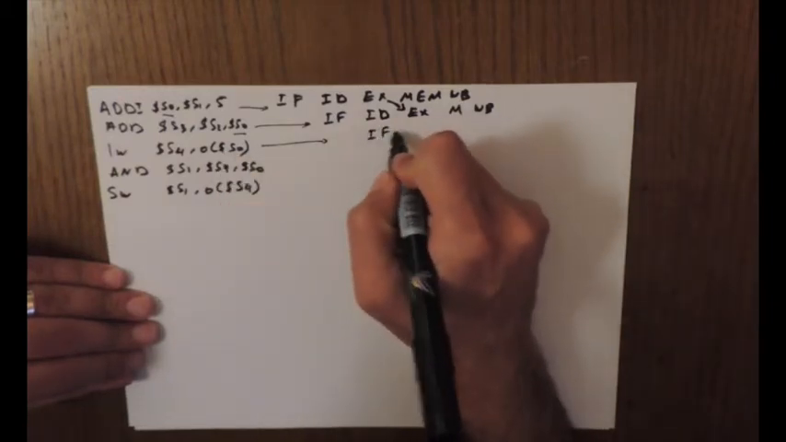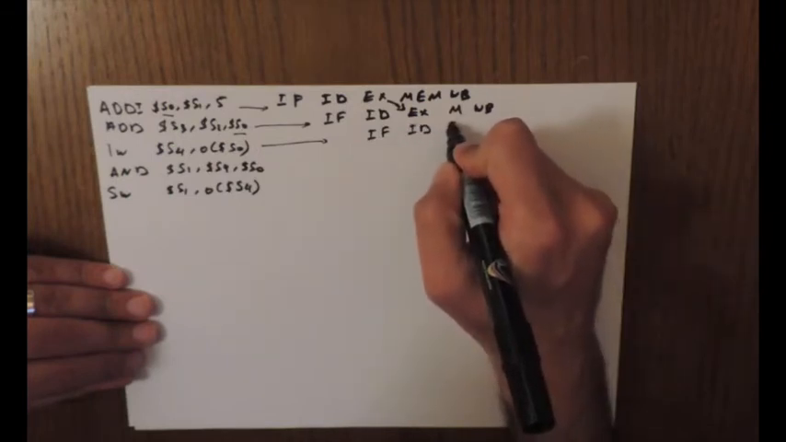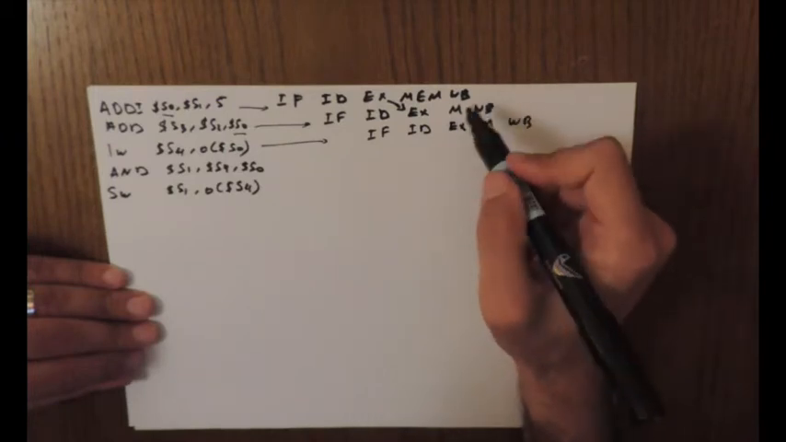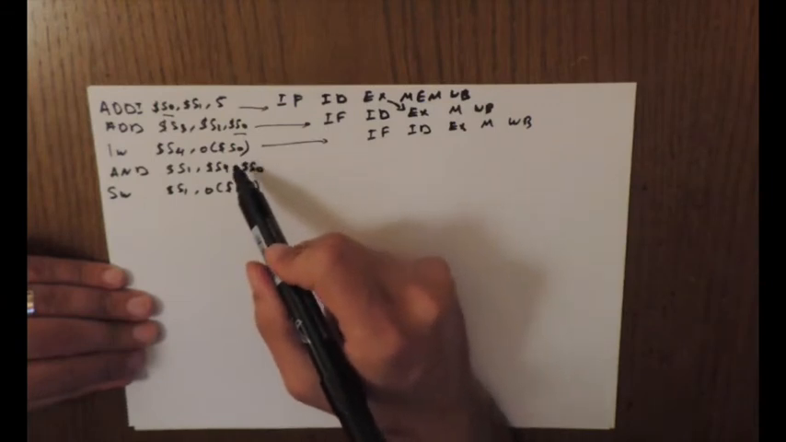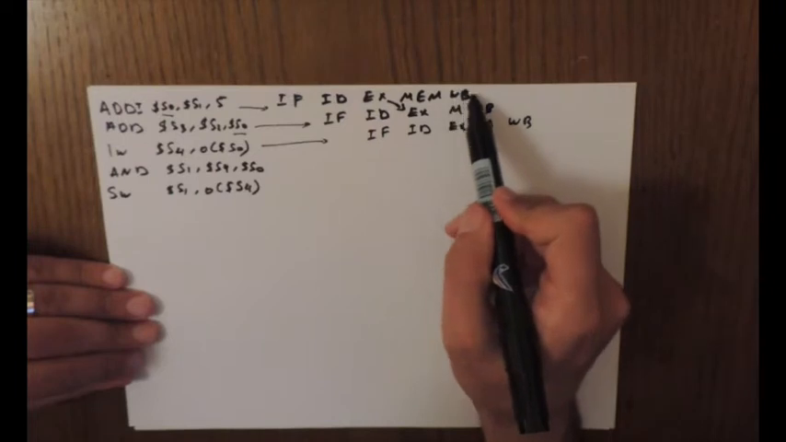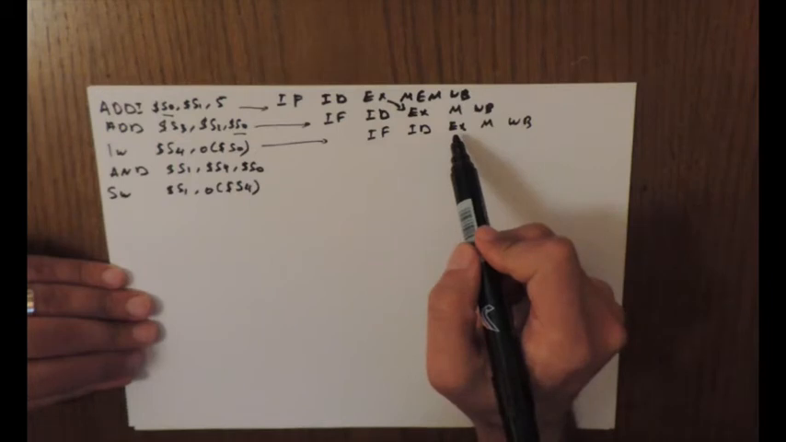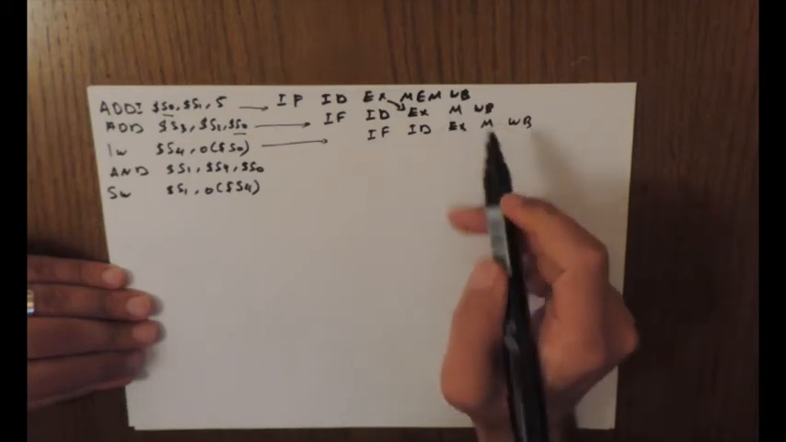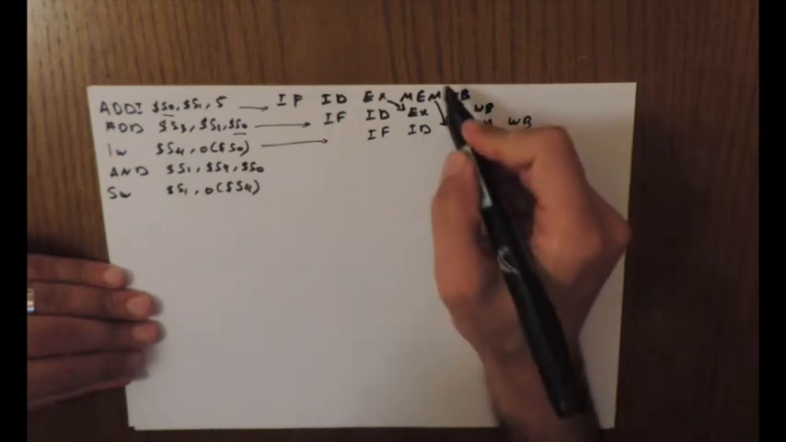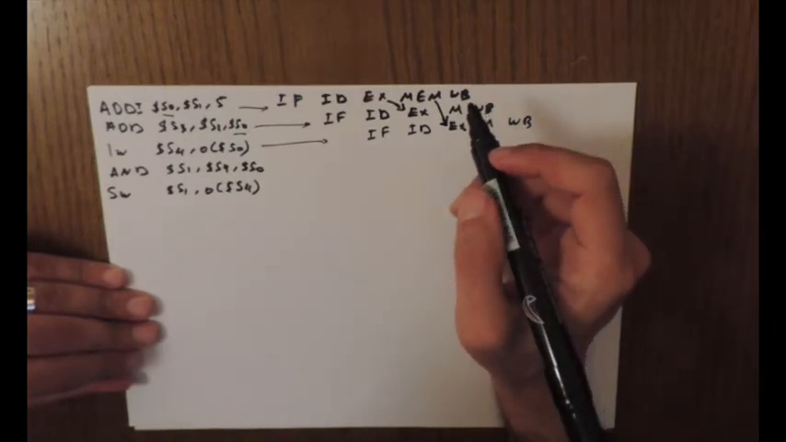So IF, ID, EX, memory and write back. So we see here that the value is needed because S0 will be written at this stage, so after 5 cycles. However, I have the option of either stalling or actually forwarding from the memory stage since it's directly behind me. So I can forward from the memory stage the value of S0.